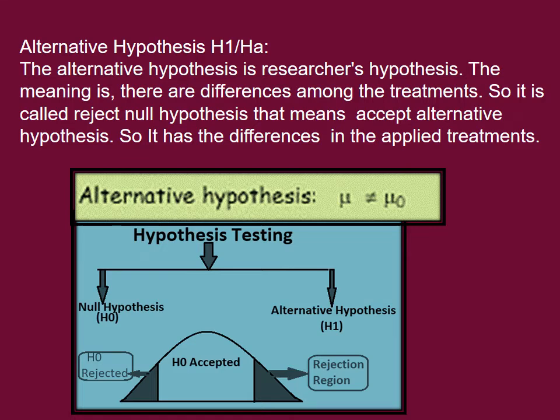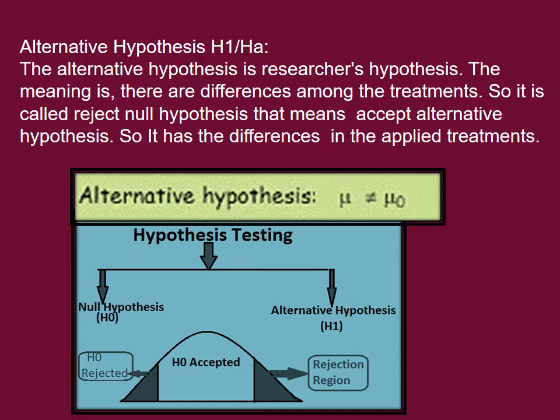Then we'll go to the alternative hypothesis. The alternative hypothesis is the researcher's hypothesis. The meaning is there are differences among the treatments. Then now we can check which treatment is best. The researcher also expects to get that outcome actually. So it is called reject the null hypothesis.